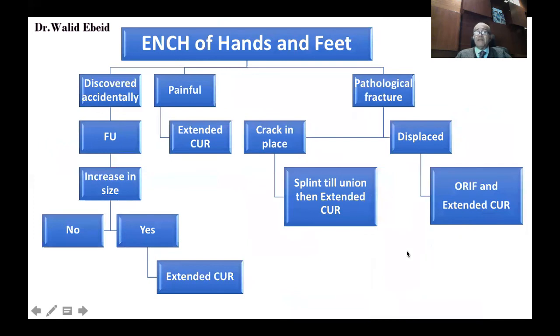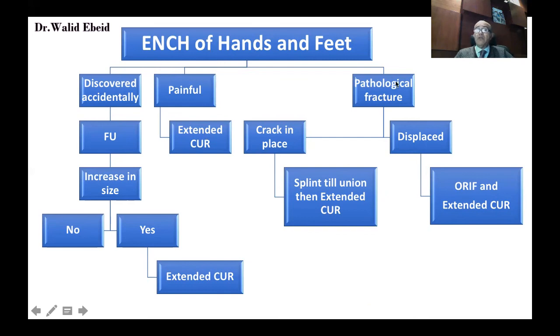Enchondroma of hands and feet are a little bit different. They're actually more benign, and the possibility of malignant transformation is very, very remote. So the enchondromas of the hand and feet, if they're discovered accidentally, we follow them up. If they increase in size, then we go for extended curettage. If the enchondroma of the hand and feet are presenting with pain, we do extended curettage.